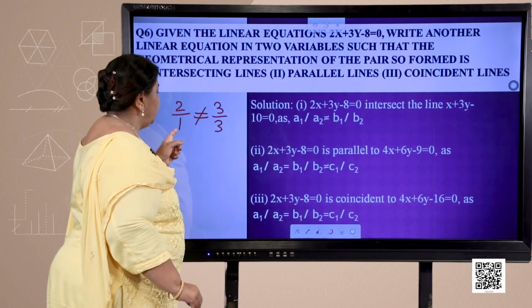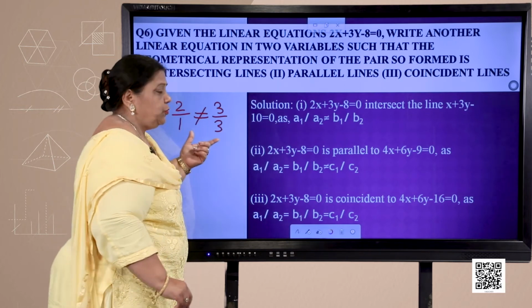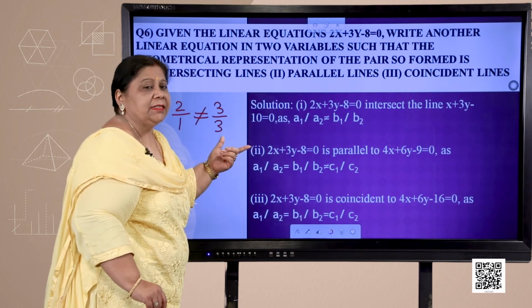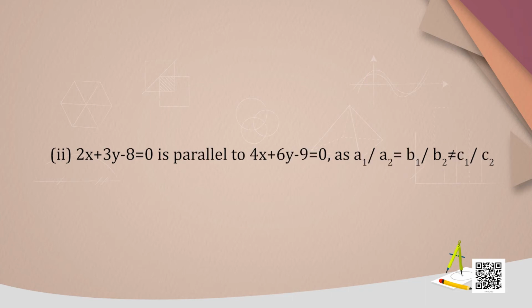So, we can see 2 upon 1 is not equal to 1. In this way we can get many examples and we can have many possibilities of framing linear equations to give us intersecting lines. Let us look into the second condition, that here we require parallel lines. What is the condition for parallel lines?